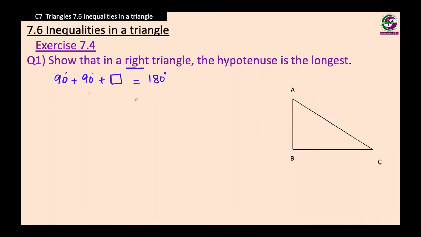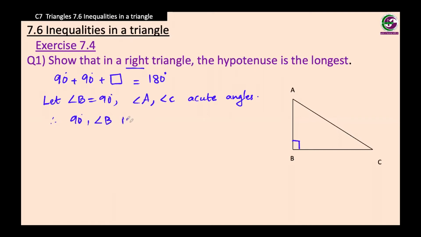So we can only have one 90 degree angle, and let B be the right angle. Let angle B be equal to 90 degrees, and angle A and angle C are less than 90 degrees, or they are acute angles. So 90 degrees is the largest angle. Therefore, 90 degrees, which is angle B, is the largest angle.